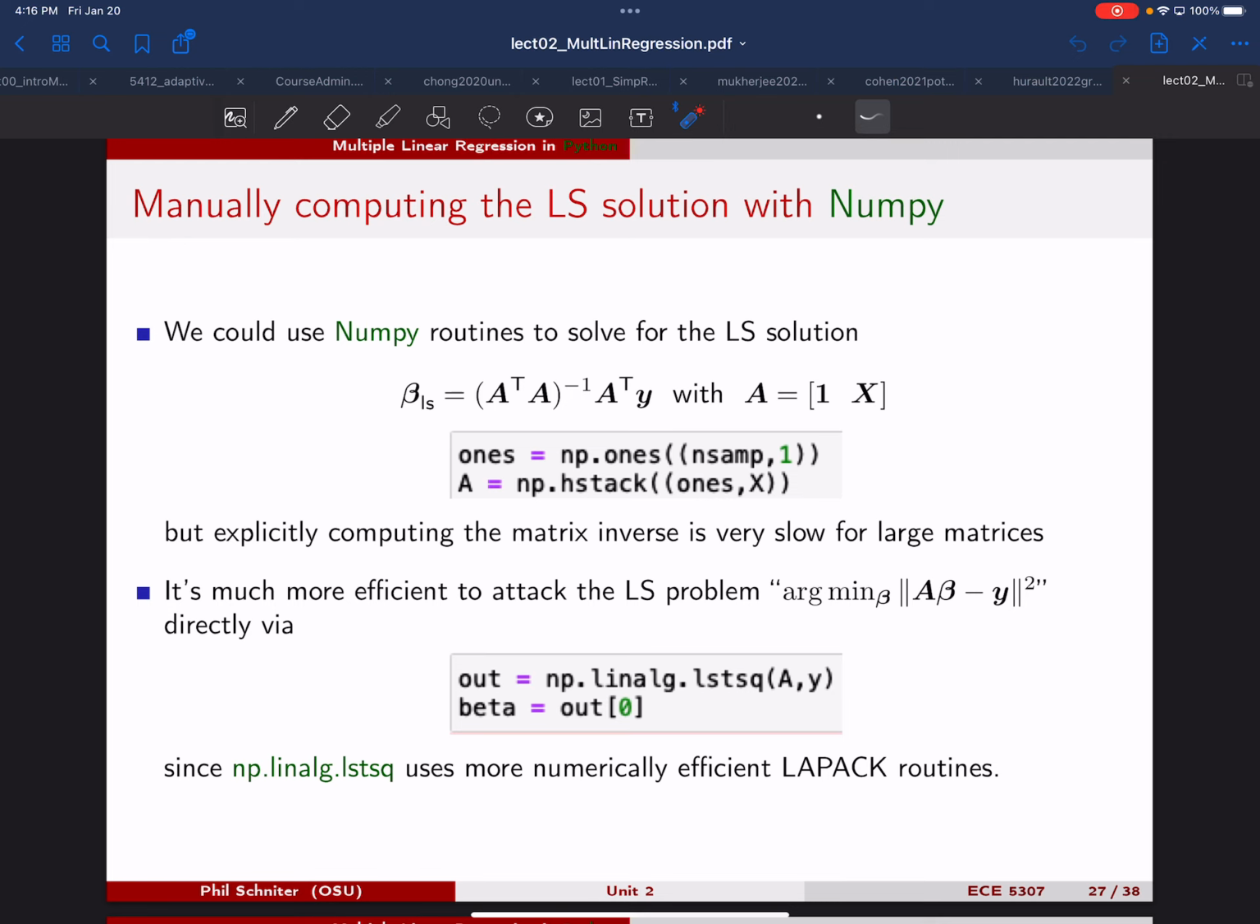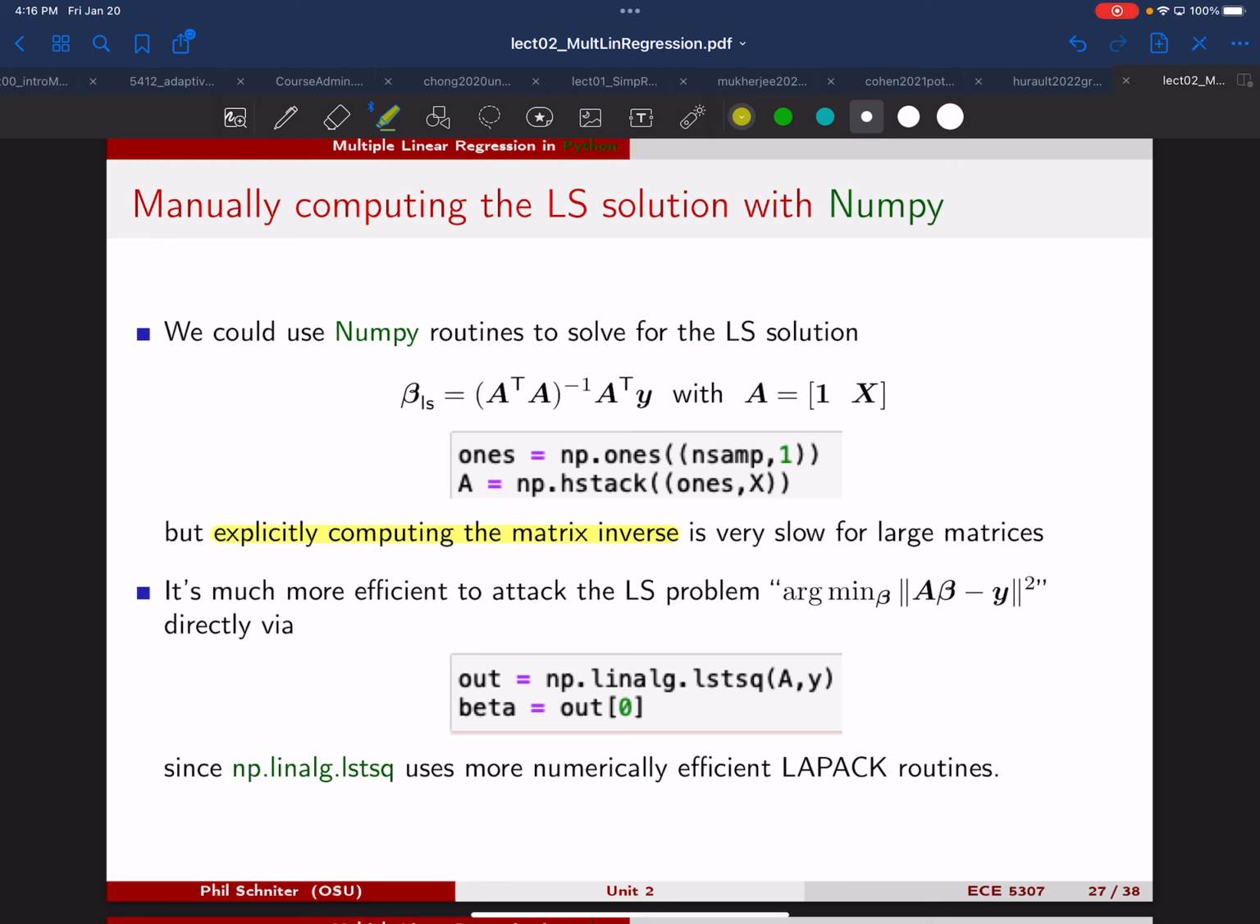One thing is you could actually do this chain of commands. You could transpose A and multiply it with Y. You could also make a new matrix, A transpose A, and you could explicitly invert that new matrix. You could do all that. But one thing that's important to note is explicitly computing this matrix inverse is not a smart approach, especially when the matrix gets large.